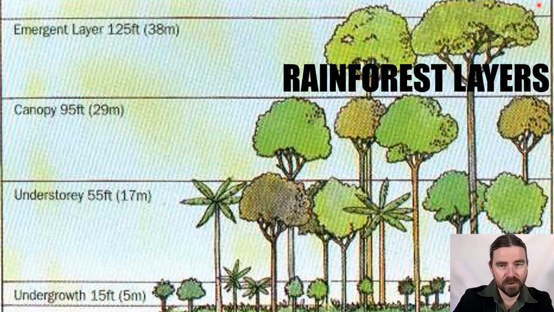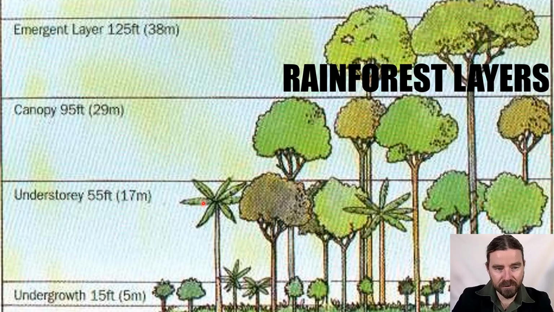You've got the emergent layer. Well, when you see a rainforest, you see the canopy. This is a thick layer where all the trees are really bunched together and they absorb most of the light. But then you just have a layer above the canopy. A few random trees pop up in this emergent layer.